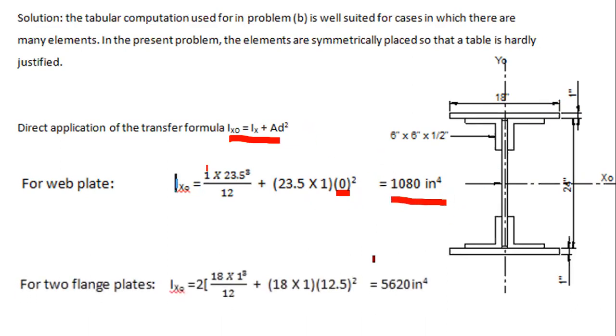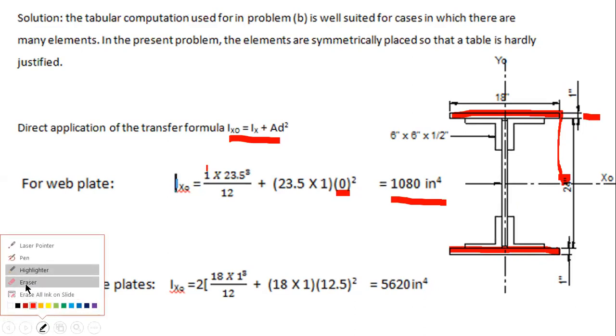How about the two flange plates? These are the two flange plates, flange 1 and flange 2. We just need to calculate one, multiply it by 2, and then you get the moment of inertia. From here, you're going to transfer this one over there. So there should be a d.